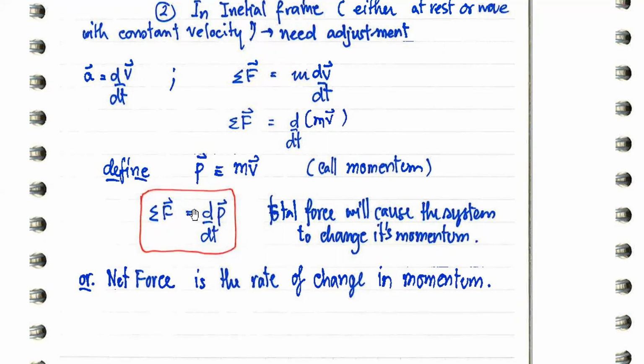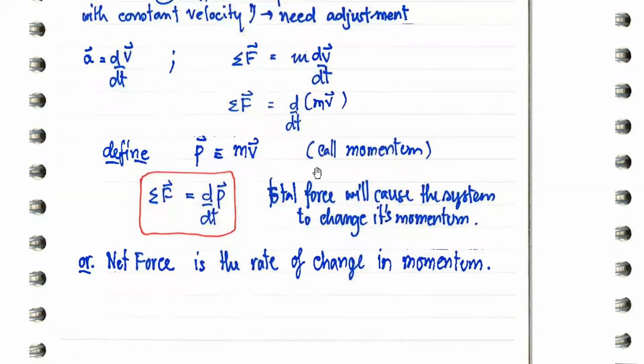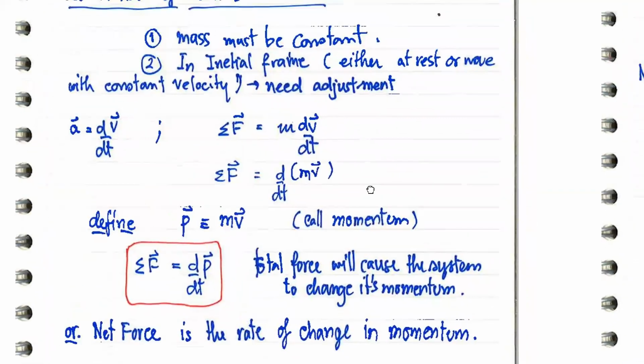So you might encounter a system where you have mass changing while it's moving, but the equation F equal to ma will not help you with that. But the Newton's force equal to d by dt of momentum can help you solve that. So the net force is the rate of change in momentum.